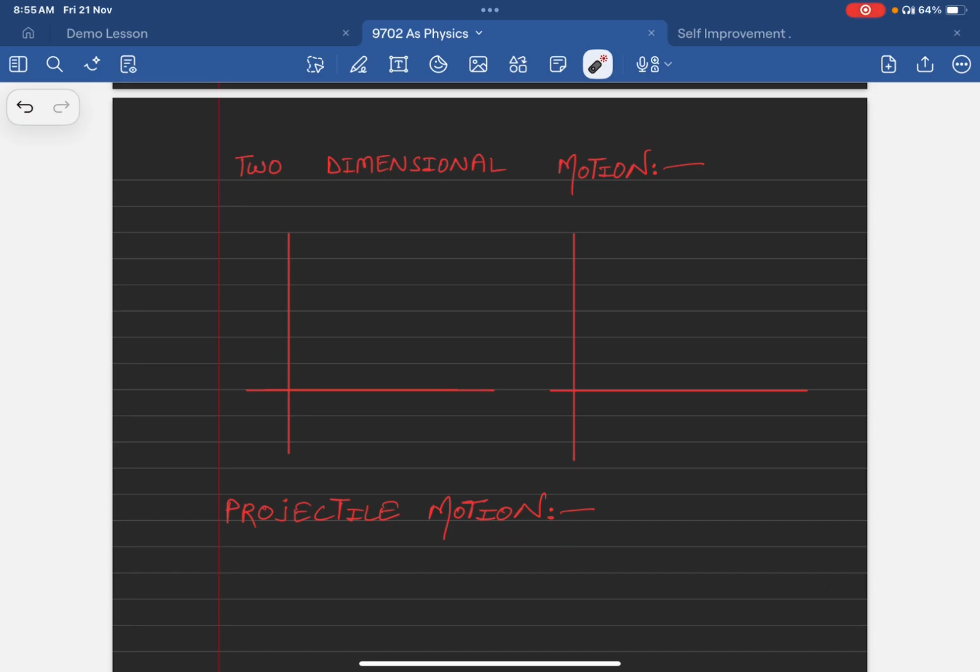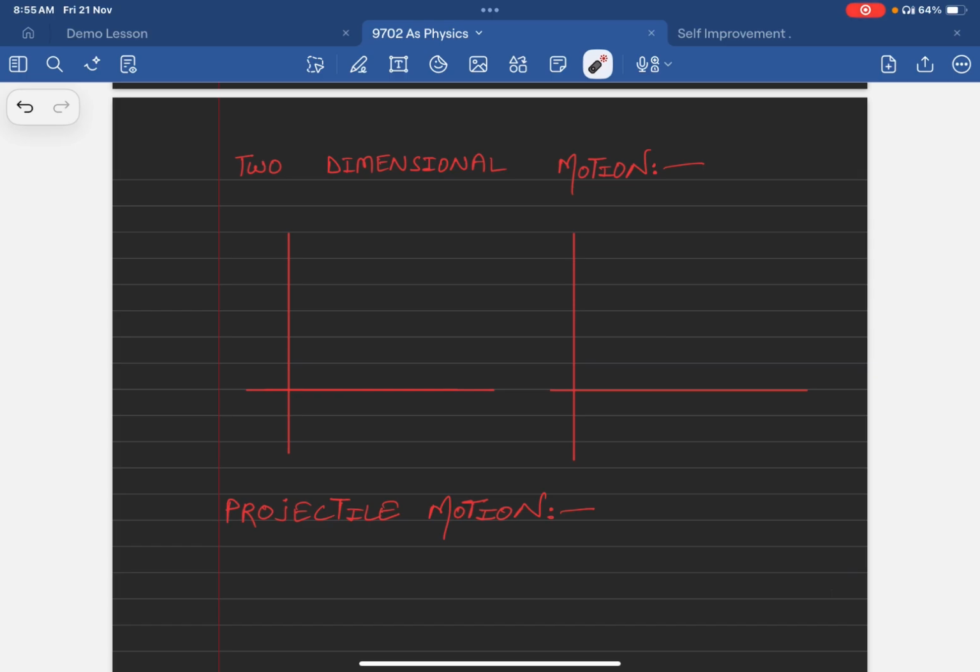Before we go into the detail of projectile motion, I want you to understand the difference between a one-dimensional motion and a two-dimensional motion. You should be able to understand and define two-dimensional motion before going into the details of projectile motion. Up till now, we have been discussing examples in which a ball is thrown vertically upwards or a car is moving along a smooth horizontal surface or a road.